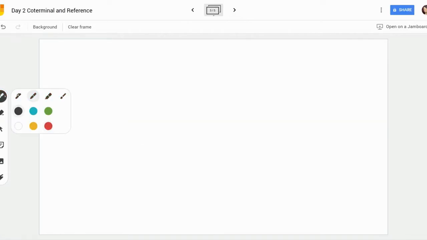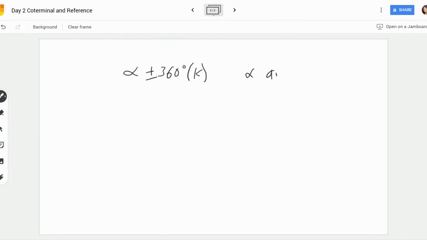To find a coterminal angle, it's just theta plus or minus 360 degrees times k, where theta is your angle and k is an integer. And so it's coterminal.